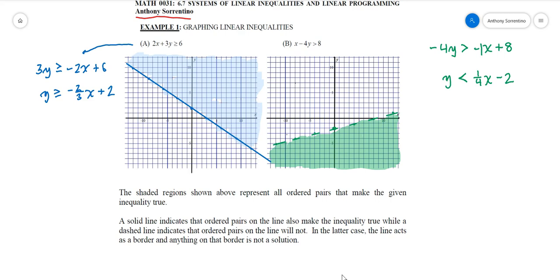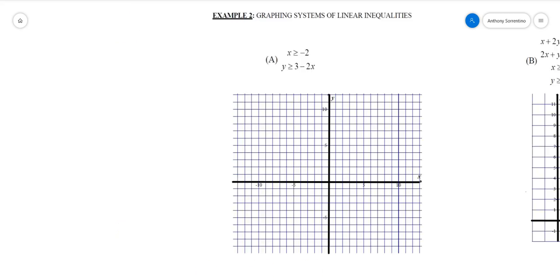Now next, we're going to look at graphing systems of linear inequalities, which basically means we're doing this procedure a couple of times and looking for overlap. So let's have a look at that. For part A of number 2, I have two inequalities. I have x is greater than or equal to -2, and I have y is greater than or equal to 3 minus 2x.